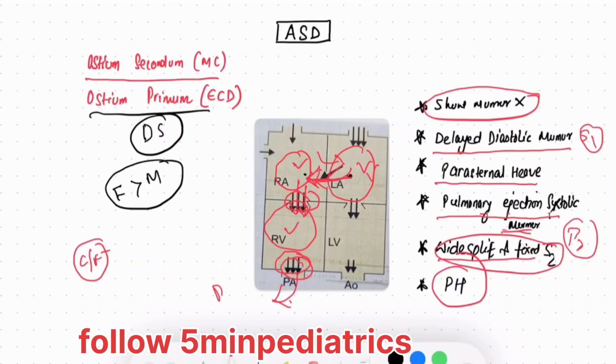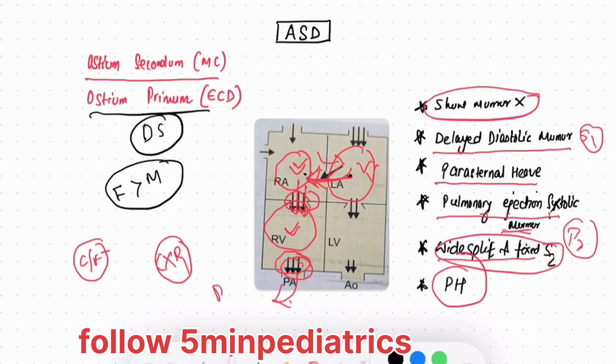So clinical features of ASD are as follows. Usually the patients are asymptomatic. They might develop exercise intolerance and may have respiratory tract infections, but CHF is rare. And infective endocarditis is also rare in case of ASD. Complications usually develop in the fourth decade and include pulmonary hypertension, strokes, right-sided heart failure, and Eisenmenger syndrome.